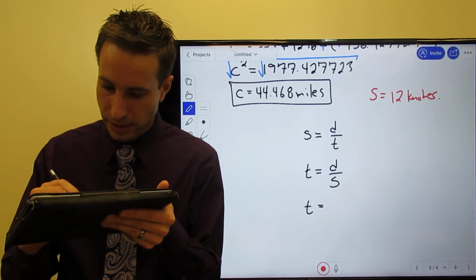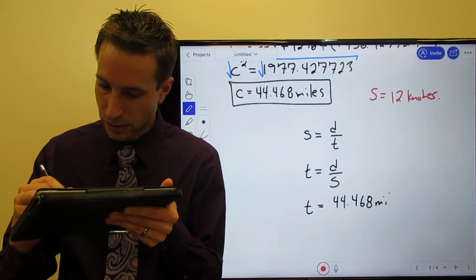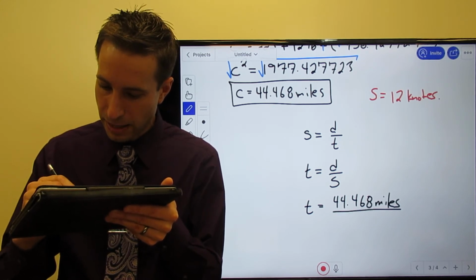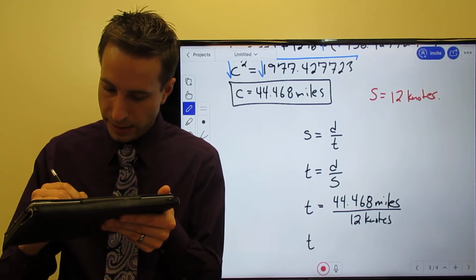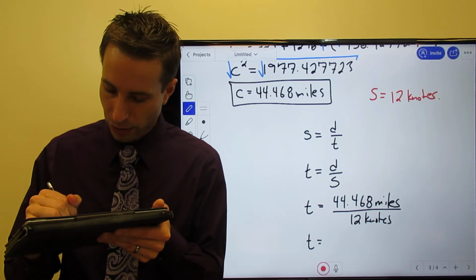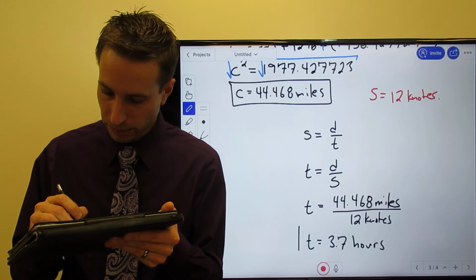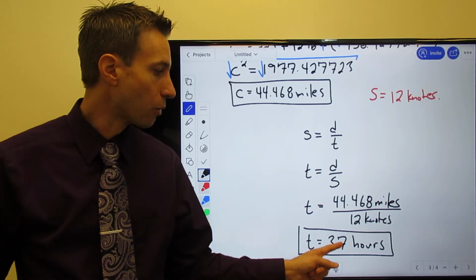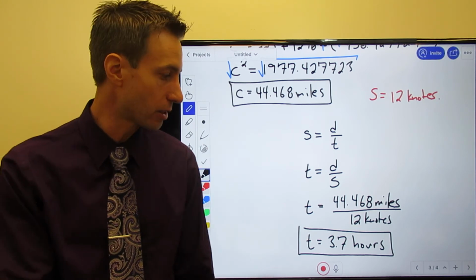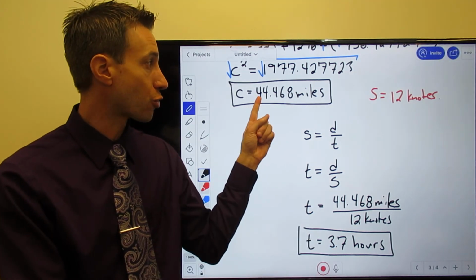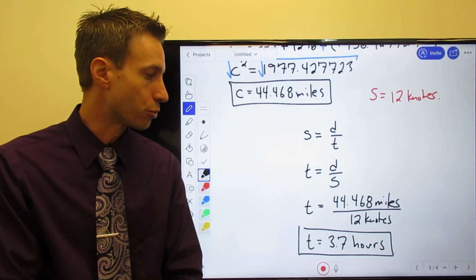T is equal to my distance, 44.468 miles, divided by 12 knots, and t comes out to be 3.7 hours. So, how long will it take the patrol boat to get to the fishing boat after receiving the distress signal? It'll take 3.7 hours to travel that 44.468 miles that are now between those two vessels.